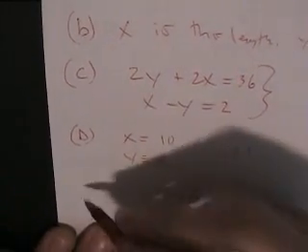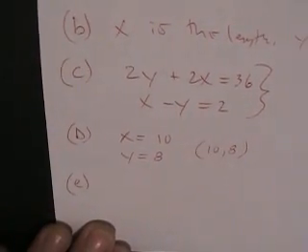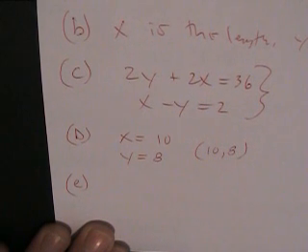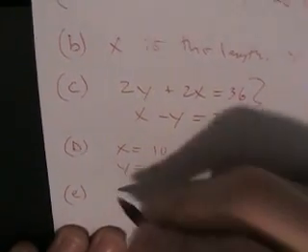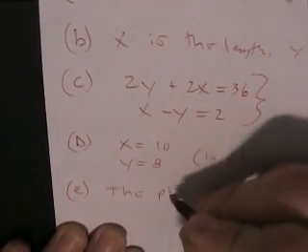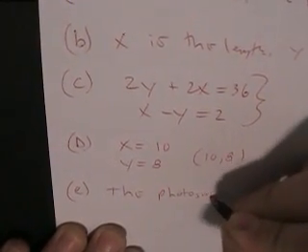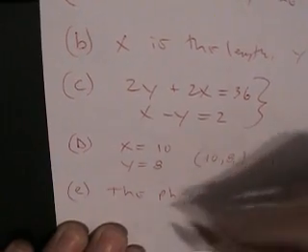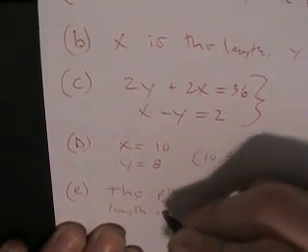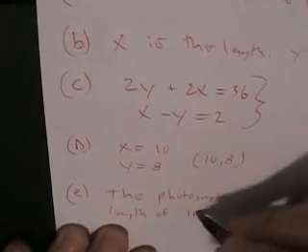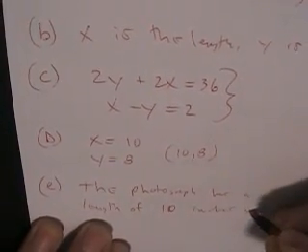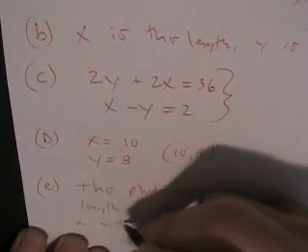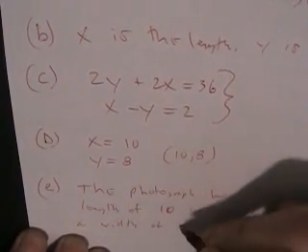Then for part E, make sure you have answered the question asked, and state the answer in a sentence. So in a complete sentence you'd say, the photograph has a length of 10, what were the units? The photograph has a length of 10 inches and a width of 8 inches.